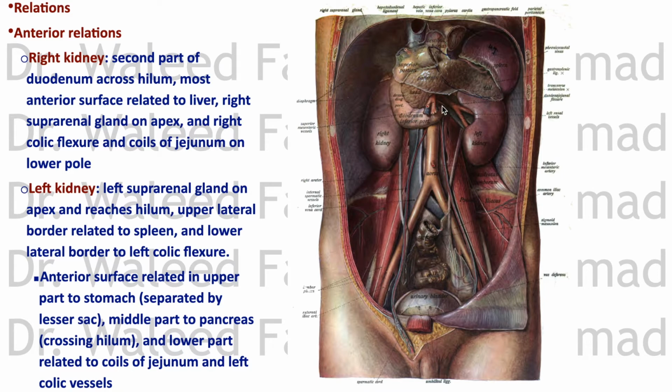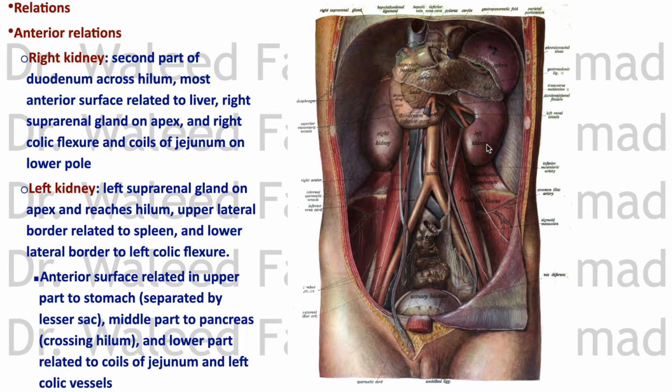On the left side, in this plate, it's not accurate because the upper pole of the left kidney with the suprarenal gland are related to the stomach. It's part of the stomach bed. Remember that? It was shown in the stomach bed. And the pancreas actually crosses the hilum of the left kidney. So it's not that high. It crosses the hilum of the left kidney.